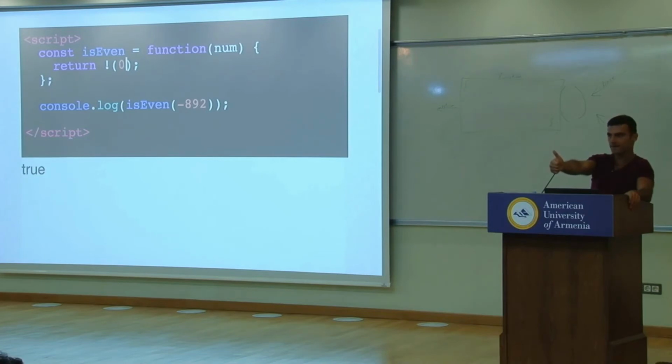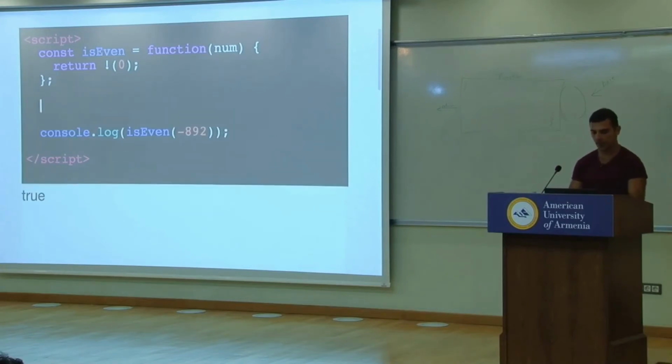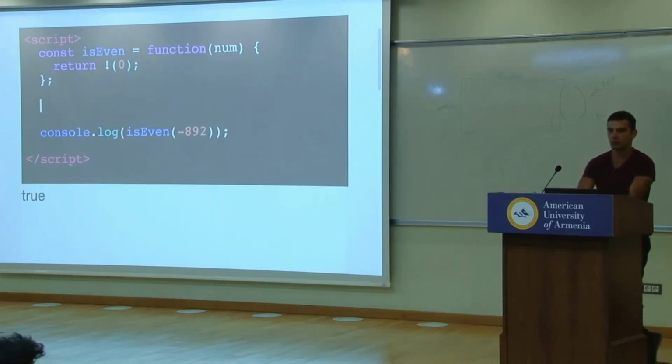True, yes. In the other case, if you have a remainder, it's truthy, it's here. If you flip it, you get false. So it's not evenly divisible, therefore it's not even. Okay, so now you know this. Help me implement isOdd. Go.